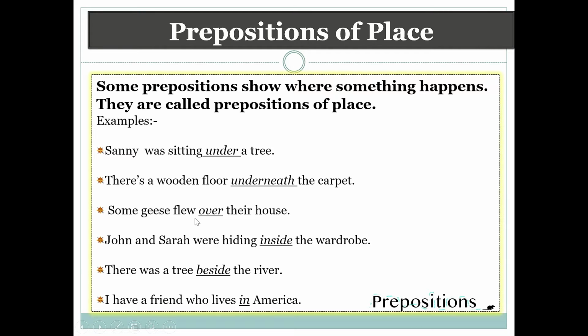Some geese flew over their house. This is another example of prepositions of place. John and Sarah were hiding inside the wardrobe. So where were John and Sarah hiding? They were hiding inside the wardrobe. There was a tree beside the river. Here's another example of prepositions of place, which is beside. I have a friend who lives in America. In America. So that's another example of prepositions of place.